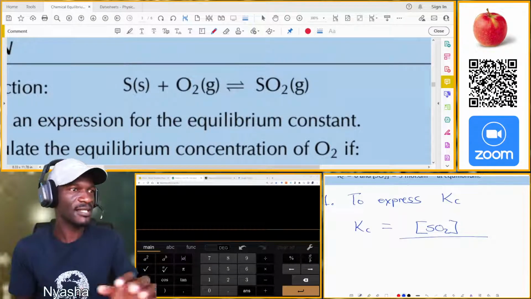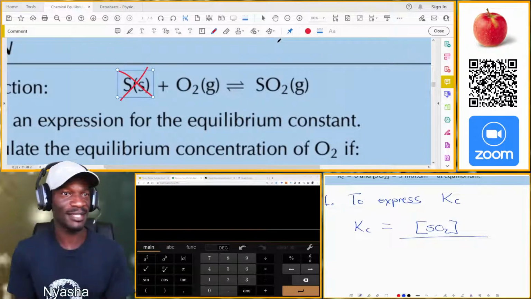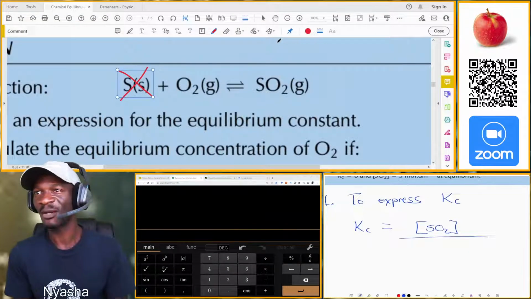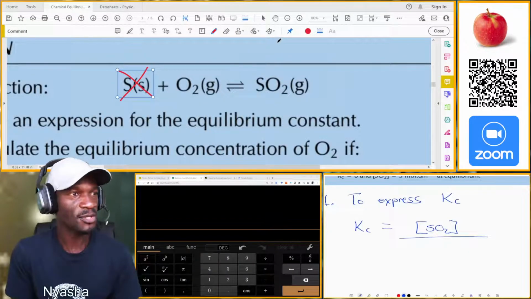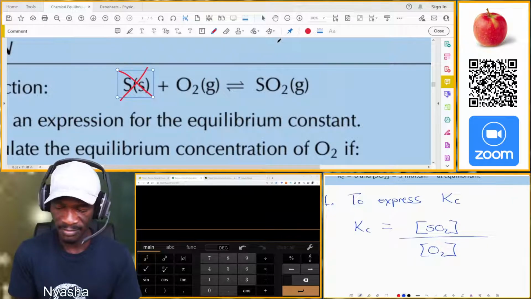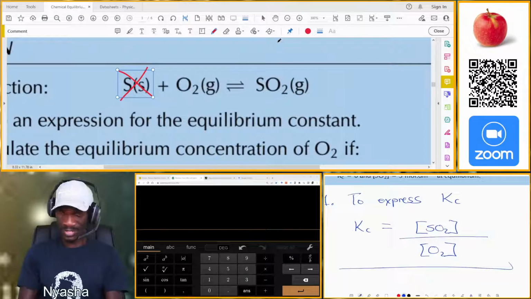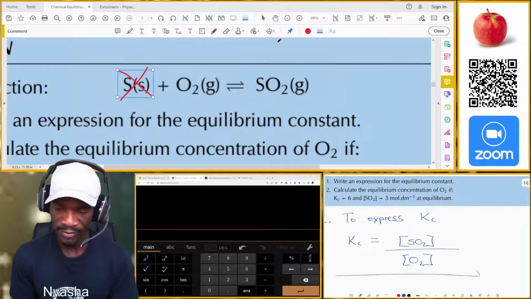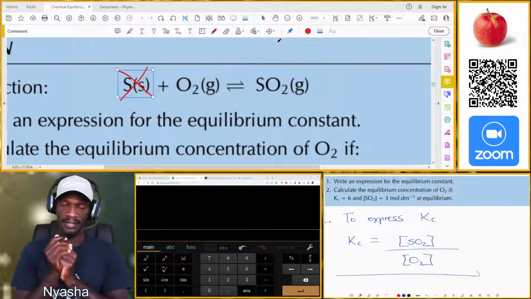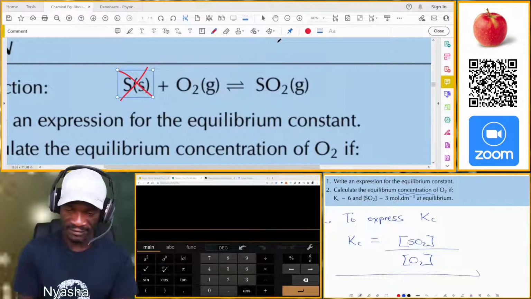Then after this, we are going to express our denominator. We will not use that, just because it does not appear in the aqueous or gas states. So we are going to list our oxygen, O2, and its concentration as part of the expression. So this is the expression for our equilibrium constant. The second part: calculate the equilibrium concentration of oxygen if Kc is that.